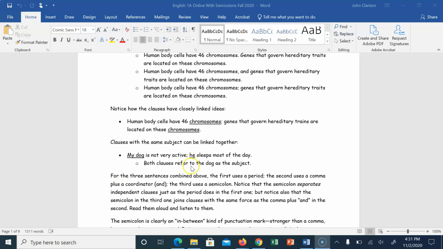Right? Both clauses refer to the dog as the subject. Right? He is the pronoun that is talking about the dog. And it's okay to begin the sentence with the pronoun. I know sometimes we're taught, don't begin a sentence with he or she or it. But since you have this semicolon here, you're letting your reader know that you're not quite done talking about this dog. So it's okay to use he.